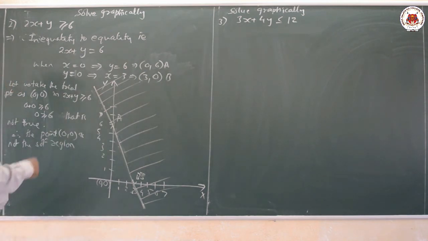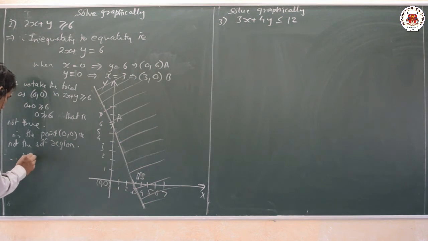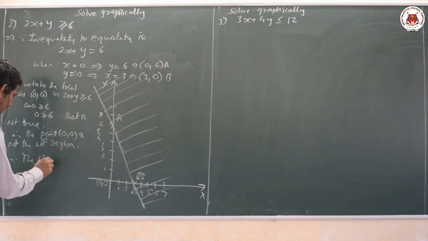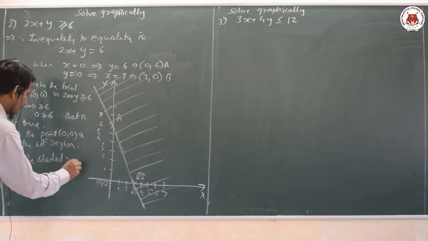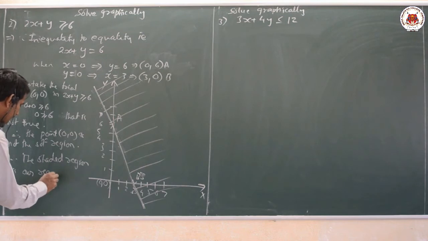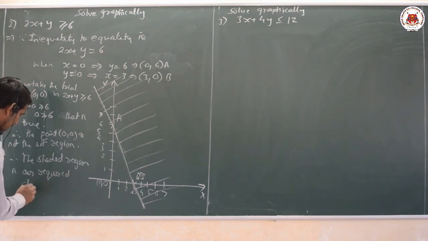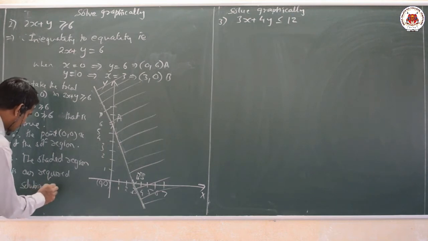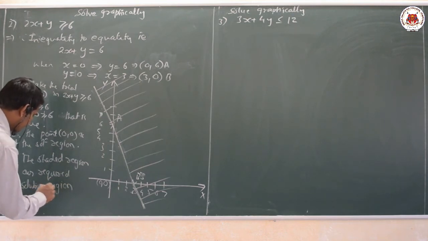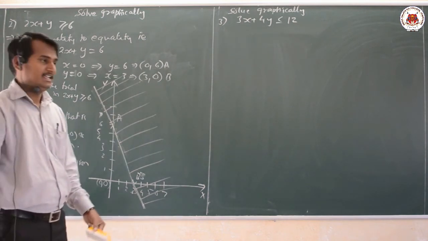So hence the opposite side is our solution region here. So what we can write is, therefore the shaded region is our required solution region. That is nothing but our required answer here.